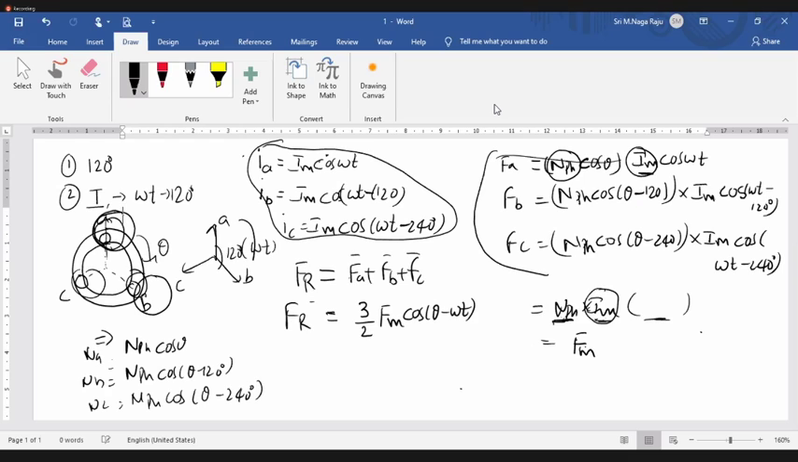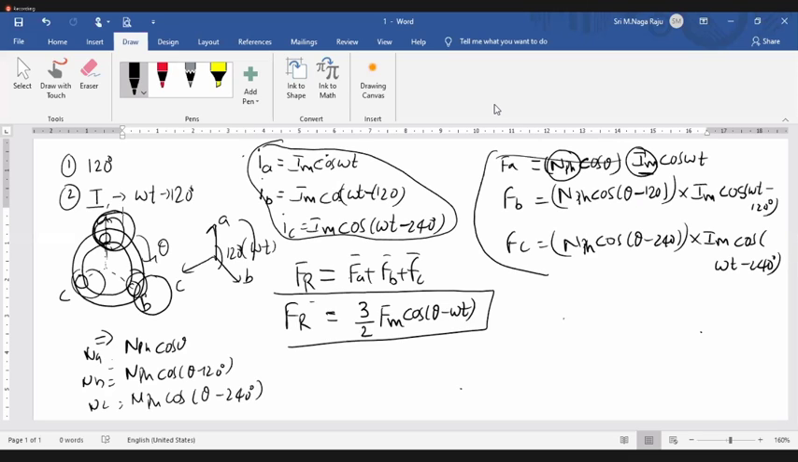Now if you solve this, we will get Fr equals 3/2 into Fm cos (theta minus omega t). This is the resultant MMF in the air gap. Now, what is the amplitude of this resultant flux? 3/2 into Fm, that is 1.5 times the maximum value of flux. Here Fr is a function of theta and omega t, so Fr varies with respect to theta or omega t.